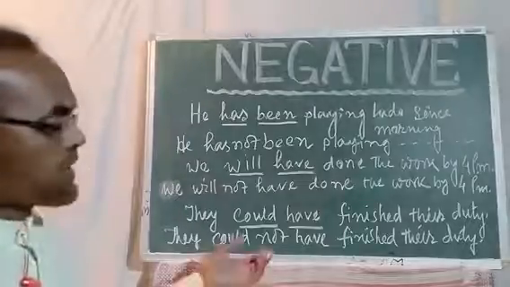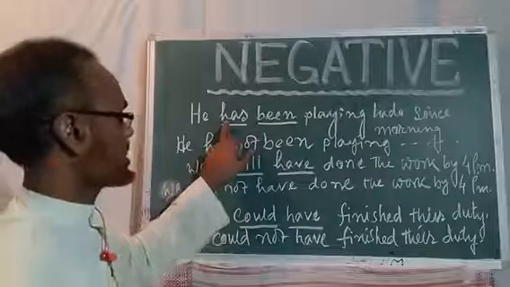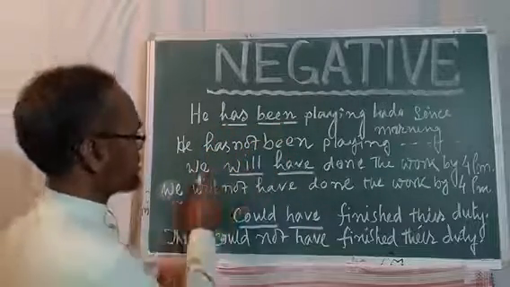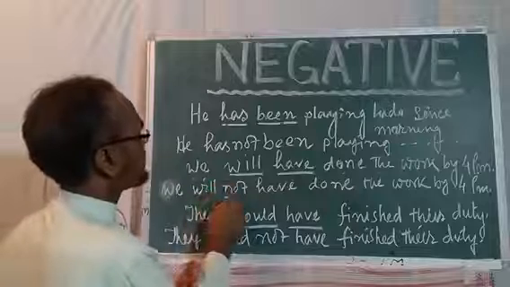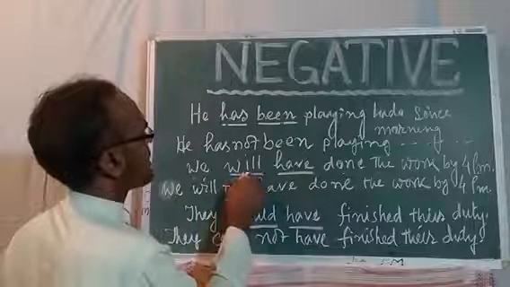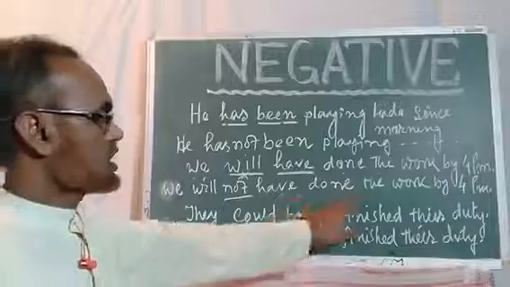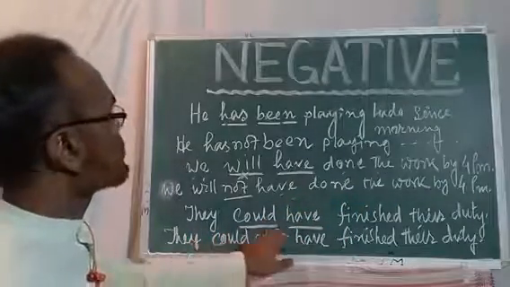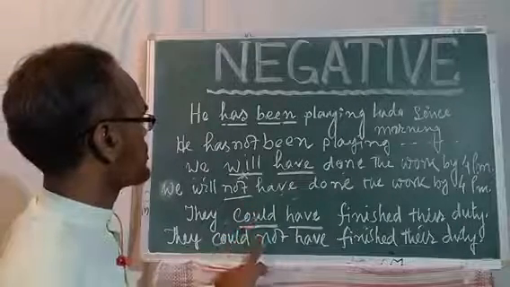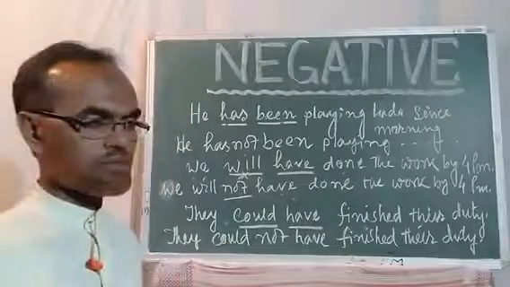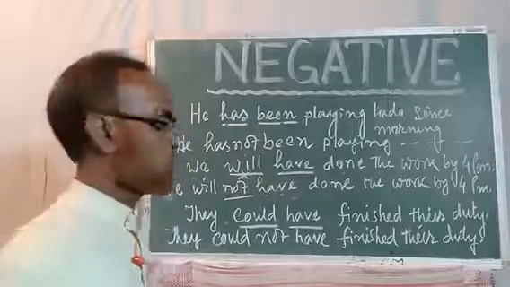What have we done here? He has been playing Ludo since morning. We just add not just after the has of this sentence, before the second auxiliary. In the second sentence, we will have done the work by 4 p.m. To make this sentence negative, we only add not just after the first auxiliary of the sentence, and the remaining parts of the sentence are in the same position. In the third sentence also, they could have finished their duty. We only add not just after the first auxiliary, that is, they could not have finished their duty. Like this, we can turn the affirmative sentences of double auxiliaries into negative sentences.